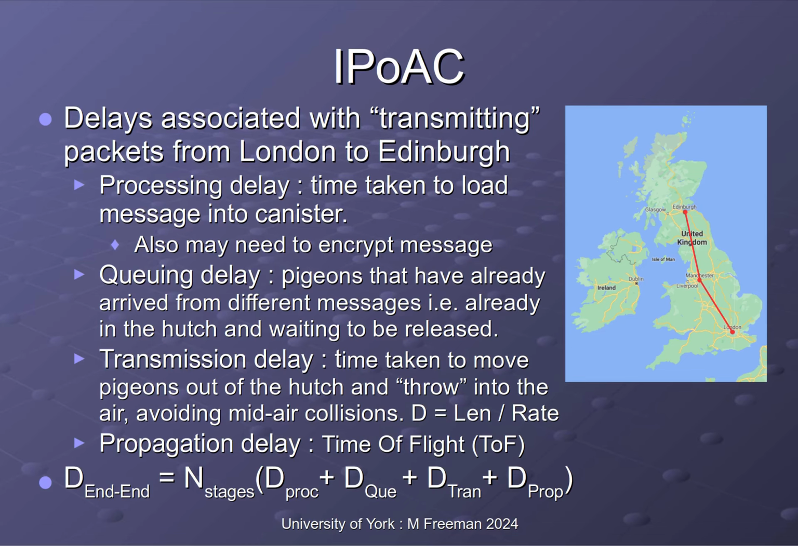So basically you end up with this equation down the bottom here. The time it takes to transfer your message is dependent on the number of stages, the number of hops. So in this case here, we've got 2 hops. We're going from London to Manchester, and then from Manchester to Edinburgh. And then at each stage, you'll have a processing delay, queuing delay, transmission delay, and a propagation delay. So the end-to-end time is determined by the number of stages. And at each stage, you'll have a processing delay, a queuing delay, transmission delay, and a propagation delay.